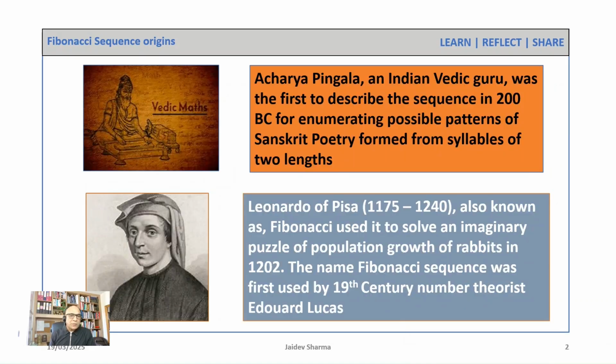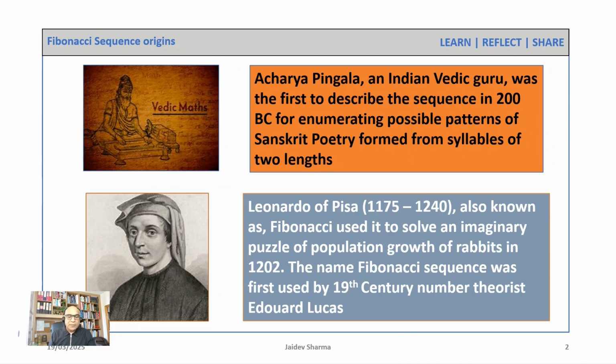Upon research, there is historical evidence available that the very first use of this sort of a sequence was done by an Indian Vedic guru called Acharya Pingala about 200 years before Christ. He used that sequence to explain the patterns of Sanskrit poetry.